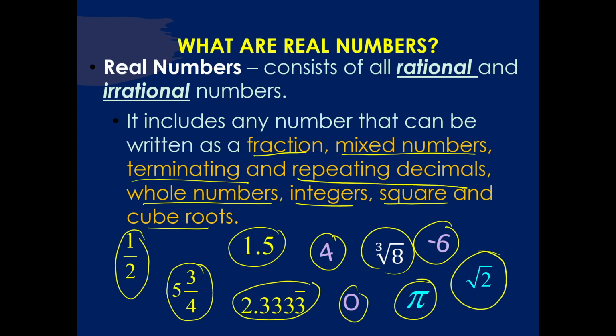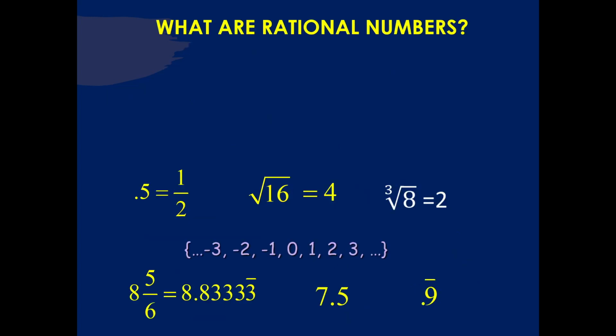Now, let's continue with, unsa man diay ang rational numbers? So as you can see, kining 1/2, that's 0.5, it's rational. Kanang square root sa 16, square root sa 16 is 4, it's rational. Cube root sa 8, it's 2. Don't worry, I'm gonna talk about the square roots and cube roots later on. Okay? We have the sets of integers, the negative integers, the positive integers, and the zero integer. They are rational numbers as well.